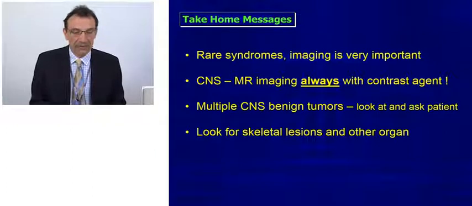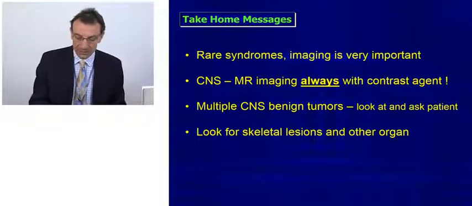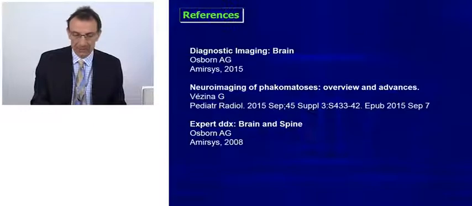And if you see multiple CNS benign tumors or multiple CNS tumors, try to look at the patient, try to ask him, try to look at the history, because those things really help your differential diagnosis and your discussion then at the indication seminars with the clinical doctors. And of course, look at the other organs. Look at the skeletal lesions. So you should maybe do a CT and look at the abdominal organs and others, because there can be a lot of different tumors and a lot of different involvement, which sometimes is more important than the involvement of the central nervous system.